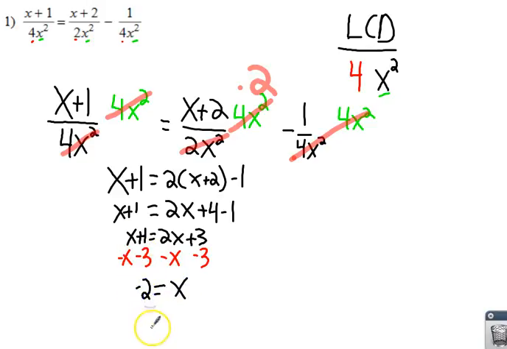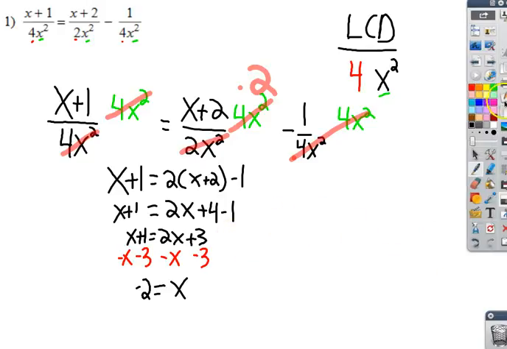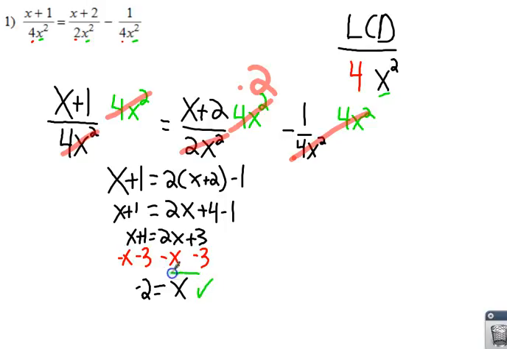negative 2. Now, what I must do with this negative 2 is check it in all my denominators. I can check it in the whole problem, to be honest. But the negative 2 can't make any denominator equal to 0. If it does, that is not a valid solution. But when I do that here, it doesn't make any of my denominators 0. Oh, happy days are here again. Moving on.